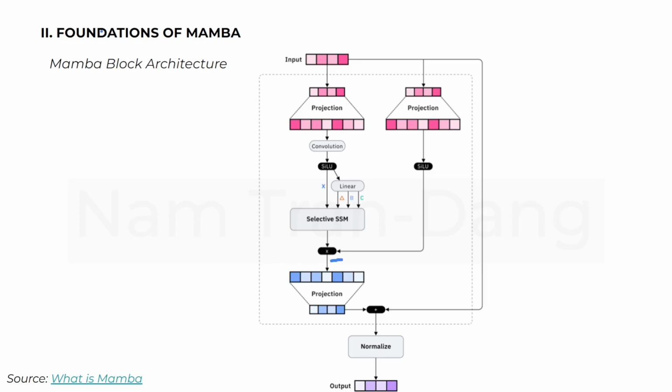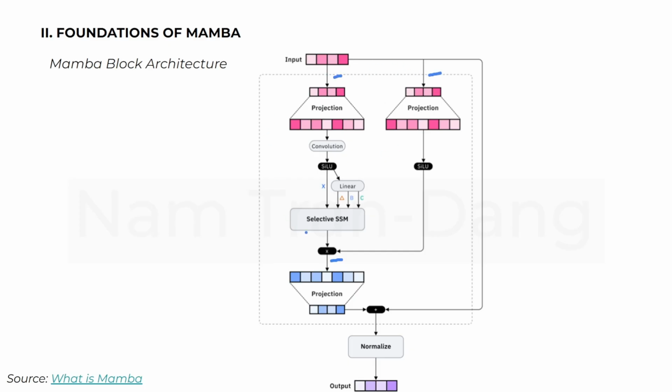And here is the Mamba block architecture. Basically, it's going to be stacking many blocks on top of each other. And here is the image that I referenced from IBM. First, we take the input, and it is projected into two branches like this.